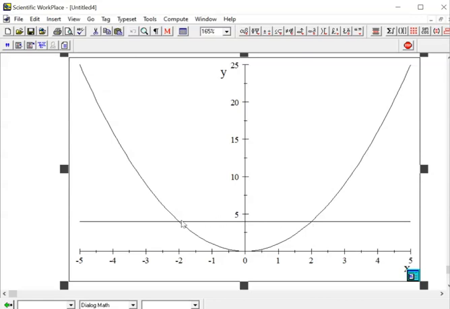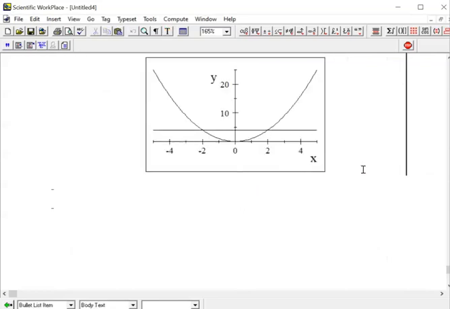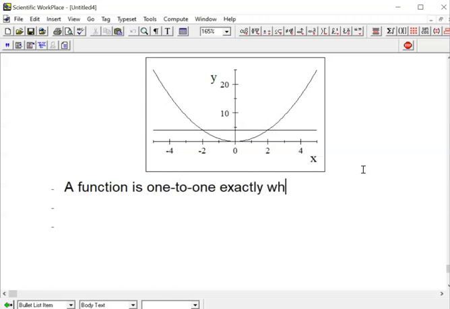And if you notice that the horizontal line intersects more than once, then you discover there is no unambiguous choice for the input. So this is going to be a way to test whether a function is one-to-one or not. So to say it explicitly, a function is one-to-one exactly when, well, the definition is that each output comes from, at most, it doesn't actually have to be achieved. Every output doesn't have to be achieved.